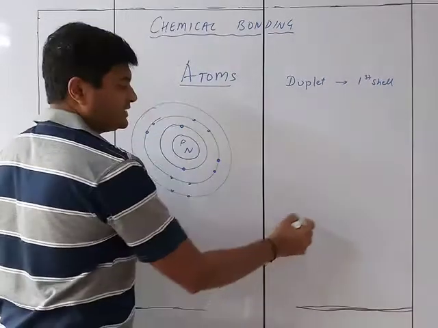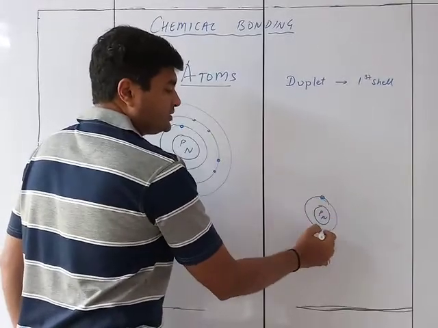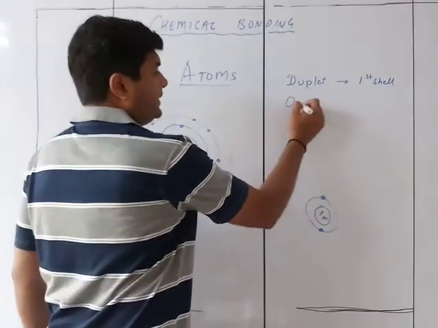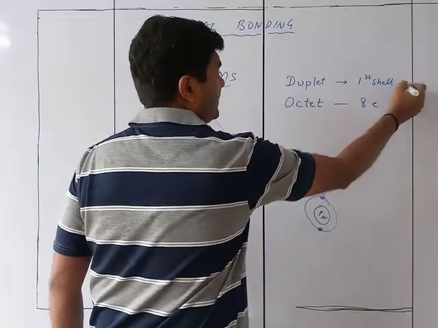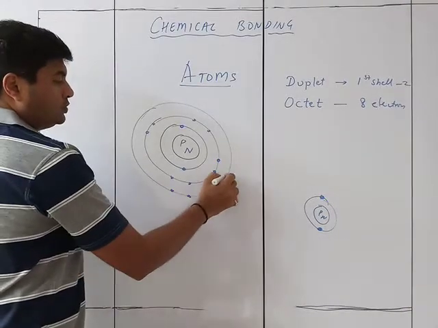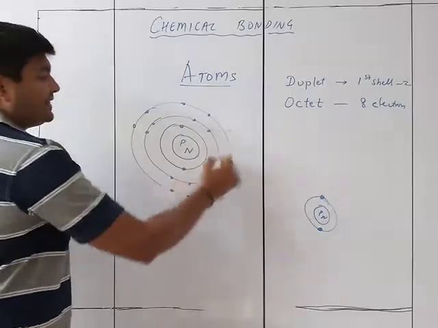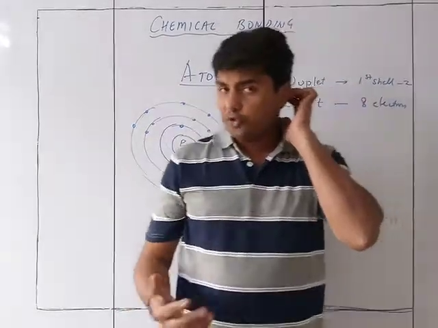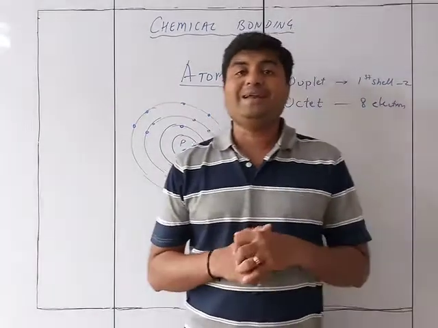So if an atom has only one shell, that is proton, neutron, and then only one shell, then it needs to complete its duplet so that it becomes stable, or it needs to complete its octet if it is any other shell, that will be 8 electrons. So here it is 2 electrons and that is 8 electrons. It needs to have 8 electrons in the outermost orbit, maybe in the third shell or fourth shell or fifth shell, but the last orbit or the last shell should have 8 electrons.